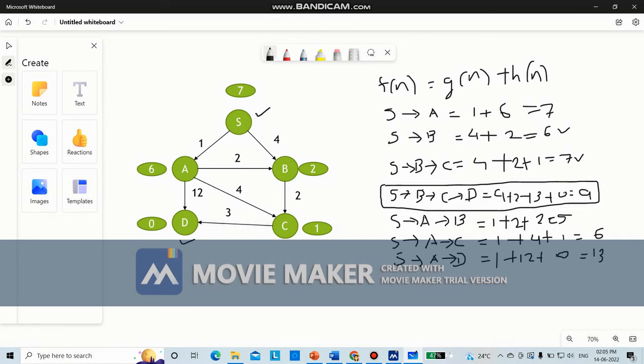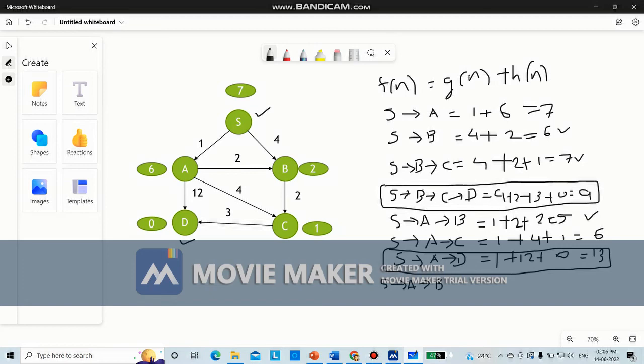Now obviously this part we are not going to explore anymore because we have reached a goal state. So this can be considered one of the paths. Now we need to explore this or this. Now 5 is less, so we are going to explore this path. So let us explore S A B.